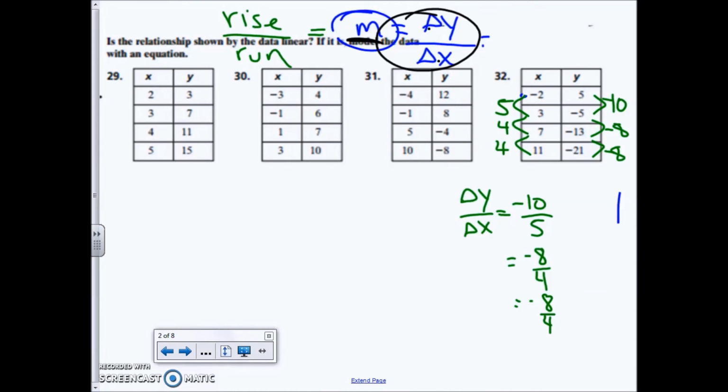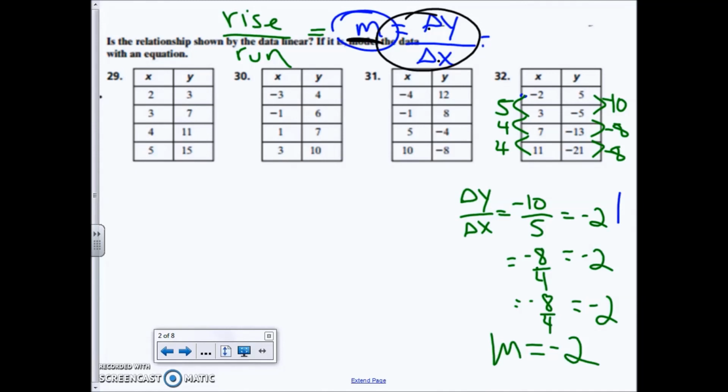Wait, doesn't it mean it's proportional if they can all be divided by each other, like 5 can be divided by 10? Well, it's just if they're the same ratio. So are these the same ratio? Yeah. How do we check if they're the same ratio? There's a couple different things we can do. We can simplify. If we simplify this, we get 2 over 1, which is 2. So here we have negative 2, here we have negative 2, and here we have negative 2. So I know that my slope is negative 2.